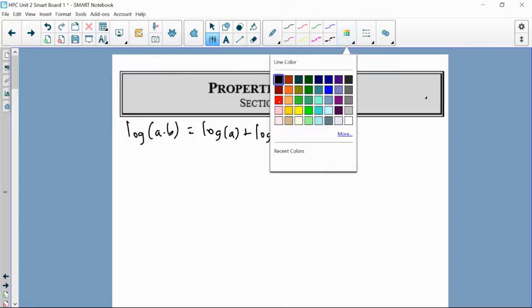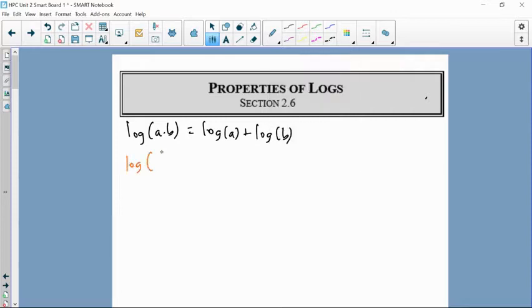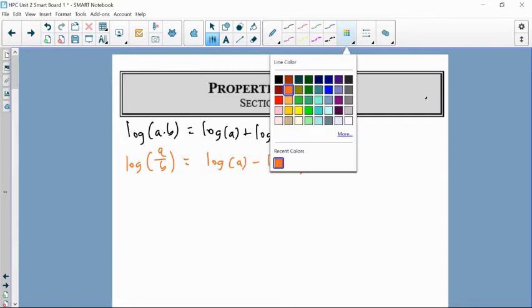Now, its reverse would be, and make this kind of Halloween-y, right? So if you have log of A divided by B, that's the same thing as log of A minus log of B, right? So that's another property you should know.